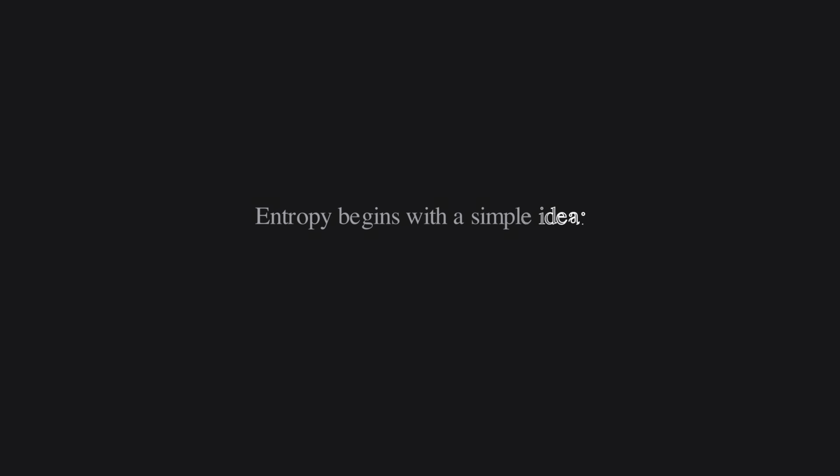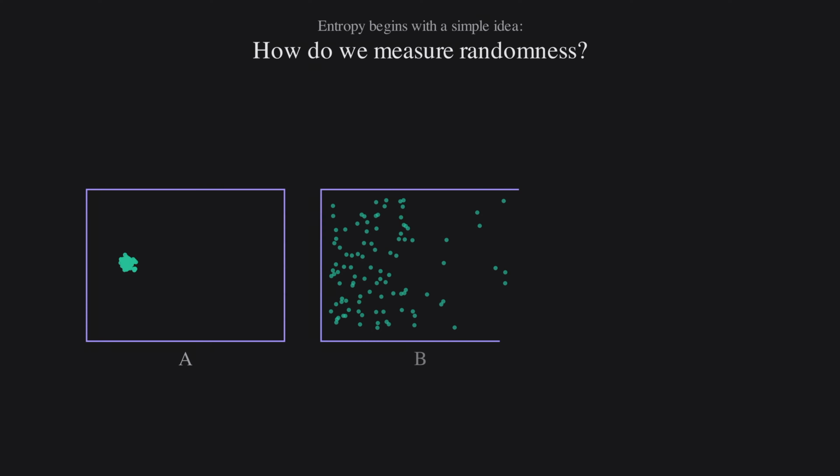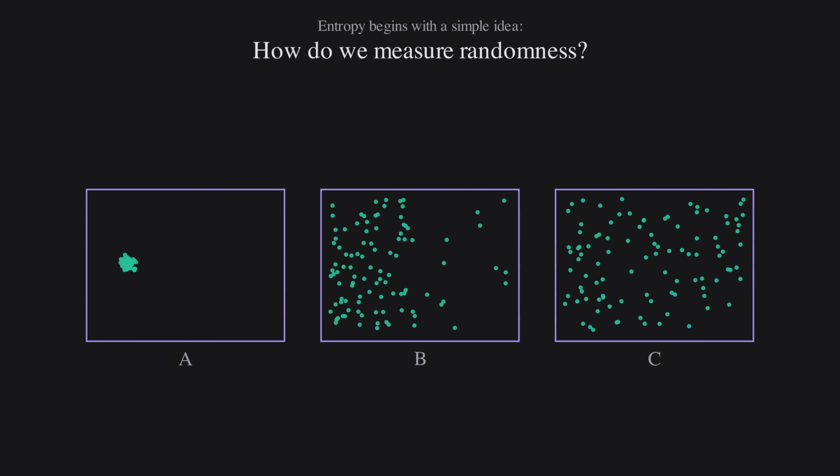Entropy begins with a simple idea. How do we measure randomness? We all have a common sense of what is random and what is not. Let's take a look at these three boxes. If these are free particles, A looks impossible, B looks very unusual, and C looks quite random.